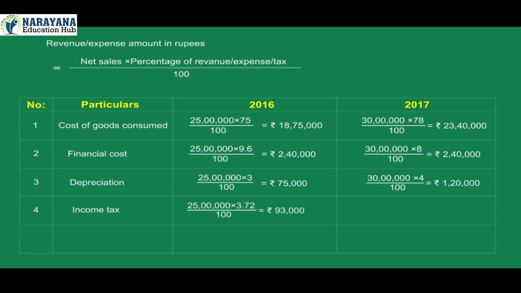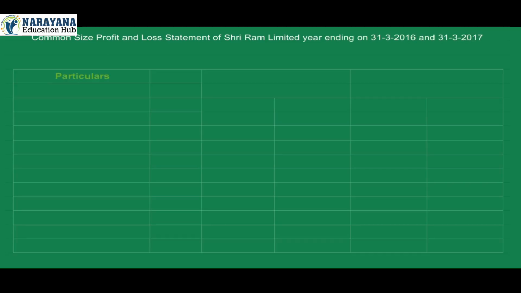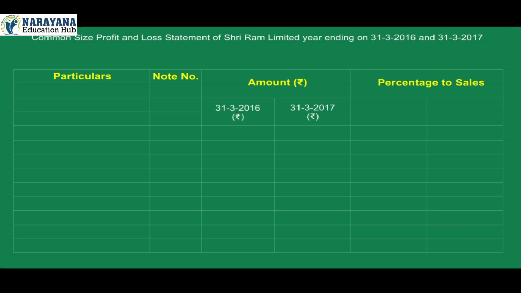4. Income tax. 25 lakh into 3.72 divided by 100 is equal to rupees 93,000. Dash. 5. Profit after tax. 25 lakh into 8.67 divided by 100 is equal to rupees 2 lakh 17,000. Common size profit and loss statement of Shri Ram Limited, year ending on 31st March 2016 and 31st March 2017. Particulars, note number, amount, 31st March 2016, 31st March 2017. Percentage to sales, 31st March 2016 in percentage, 31st March 2017 in percentage.